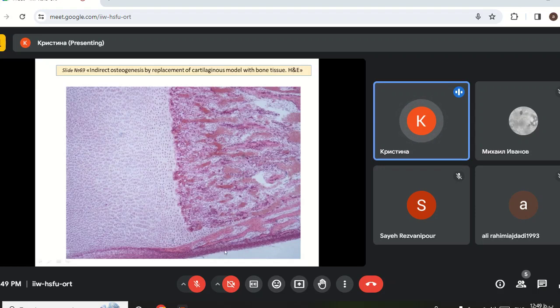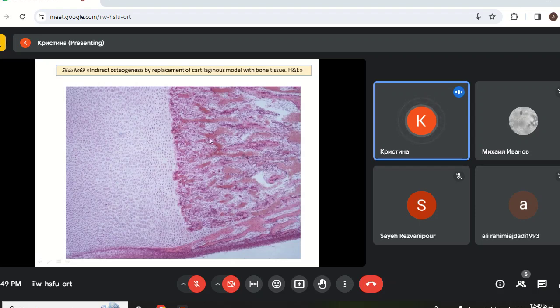continuous with periosteum. Periosteum is here in the area where we have the bone collar. It consists of bone tissue. It is pink in color here. This is the bone collar, perichondral bone.